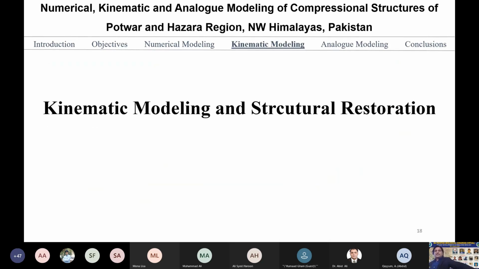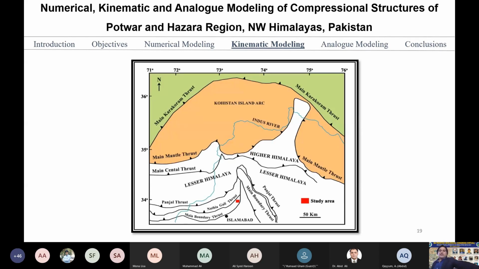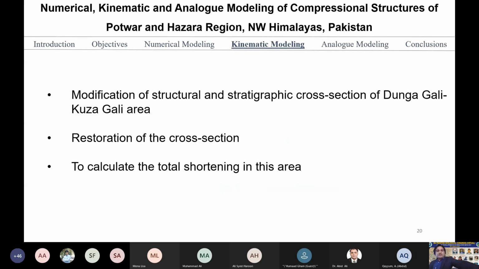The next phase is about the kinematic modeling and structural restoration. The study area can be seen in this figure. It's near the Kusa Gali, Dunga Gali area, and the highlighted red square can be seen on that figure. The main objective of that kinematic modeling is basically the modification of the structural and stratigraphic cross-section of the Dunga Gali, Kusa Gali area, and then using different techniques to restore that cross-section. The main motive is to calculate the total shortening of that particular area.